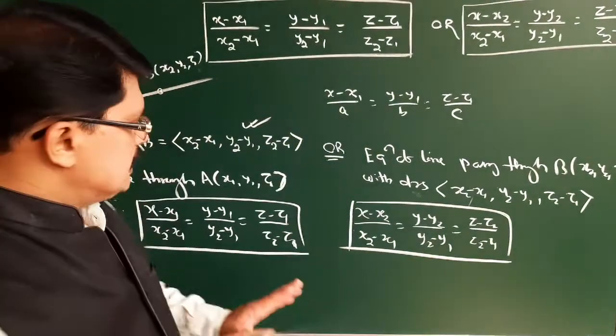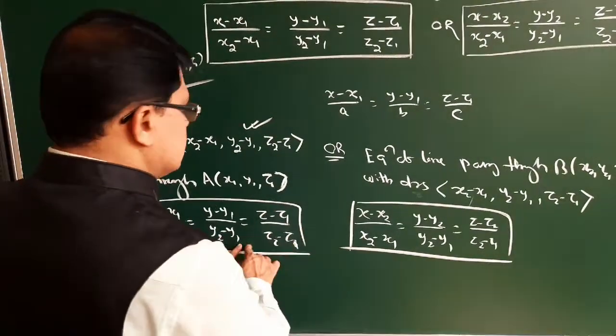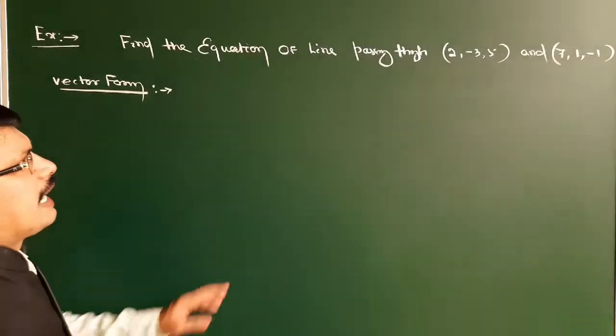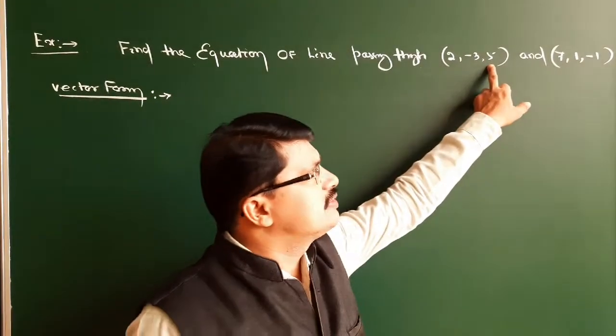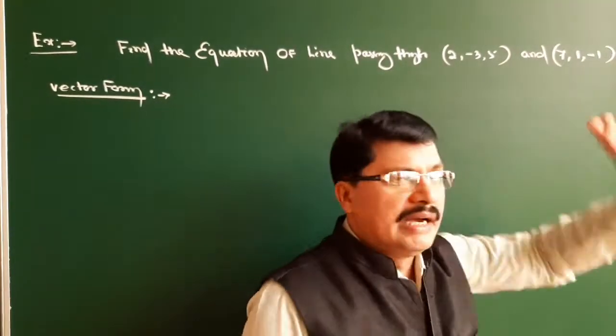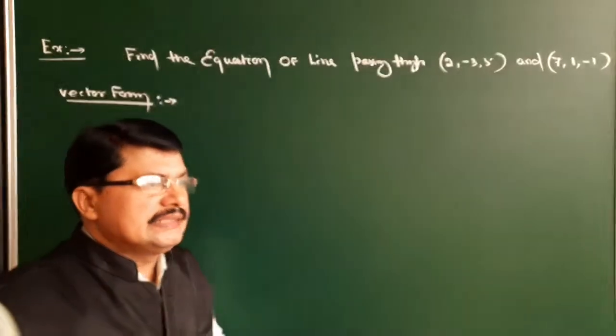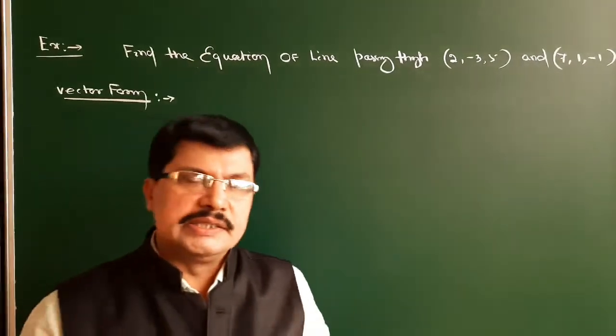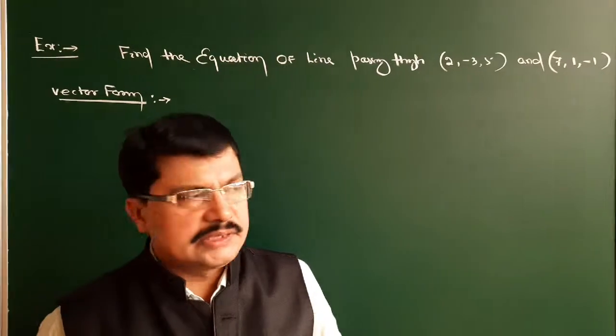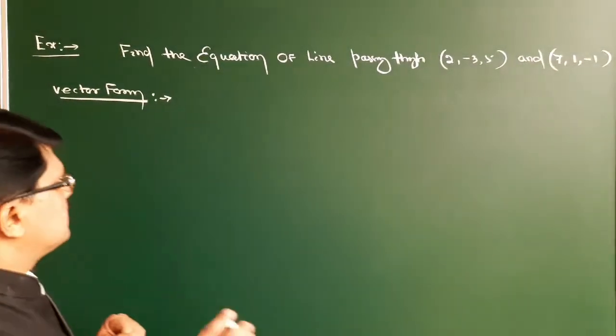So in both cases, the equations are the same, either this or this. Particularly for the line passing through (2, -3, 5) and (7, 1, -1), if the question asks to find the vector equation as well as the Cartesian equation, how do we do this and what is the actual procedure?